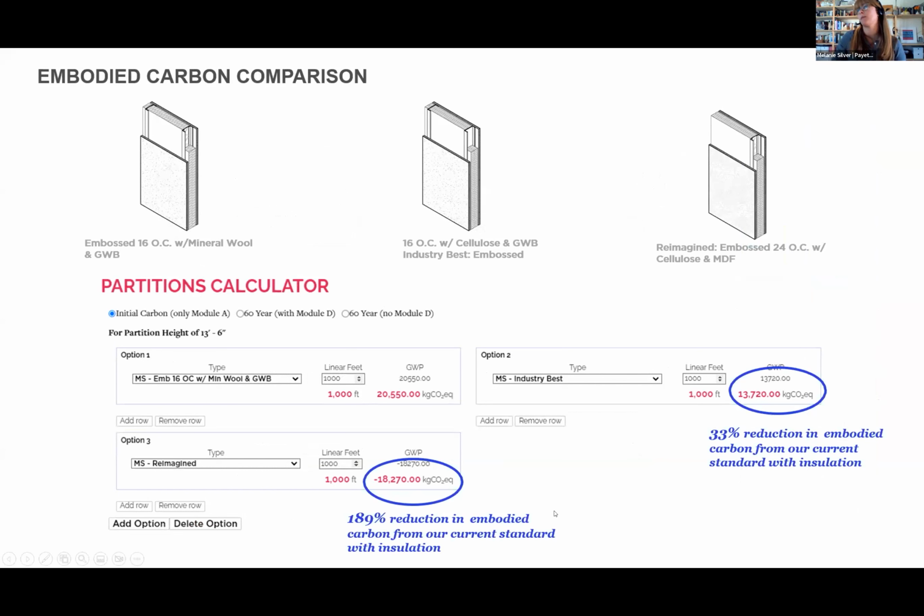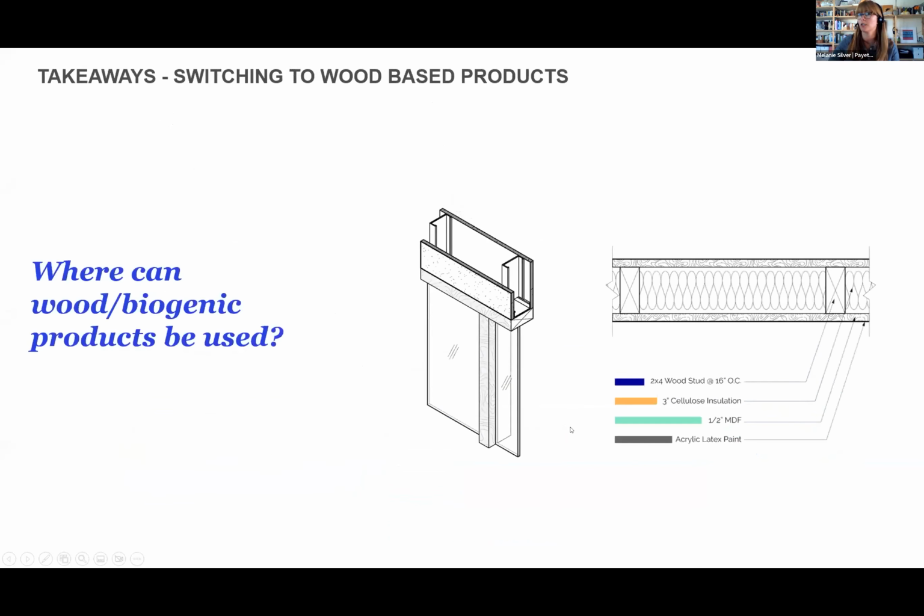And again, you can use that same calculator here. This is our current standard at Payette that we select if we're doing interior insulation within our interior walls, where we're typically using 16-inch on center embossed studs with mineral wool and standard gypsum wallboard. That's what we're currently using. But if we just change it to this industry best, we can get a 33% reduction by switching to the EcoSmart gypsum board. And then if we can switch to the reimagined, we can get a 189% reduction.